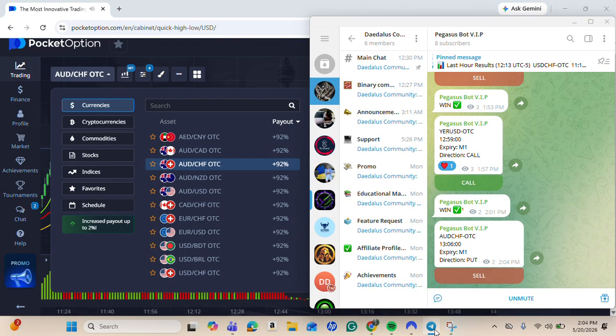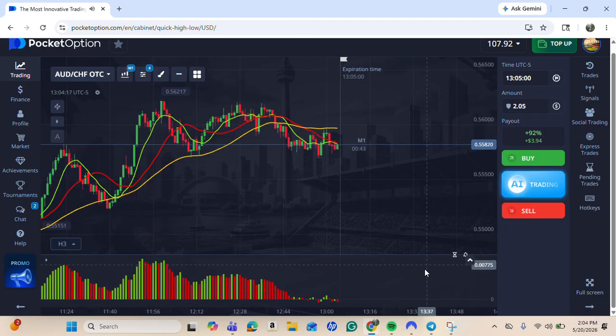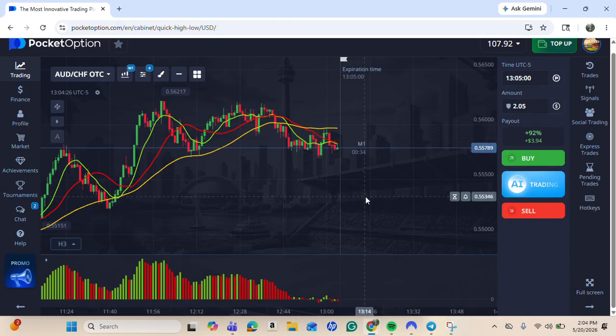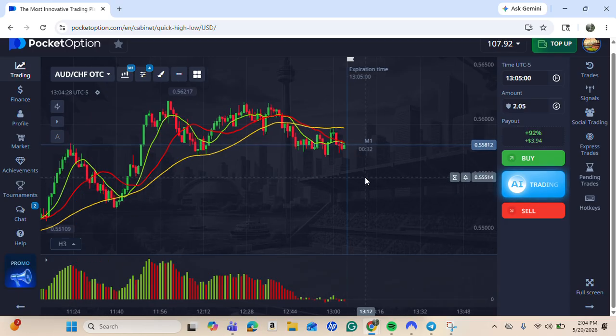Also, sometimes you can click on the wrong pair. ADU Chef, we're gonna sell at 1306. I remember I was trading the wrong pair, and I'm like, how do I win? And they didn't win, and I realized I was on the wrong pair. Sometimes you lose and wonder how this happened, you know? So it is what it is.